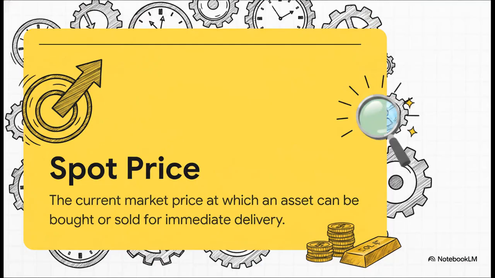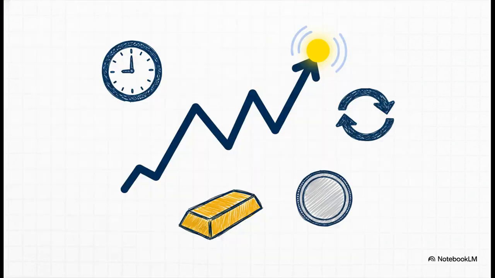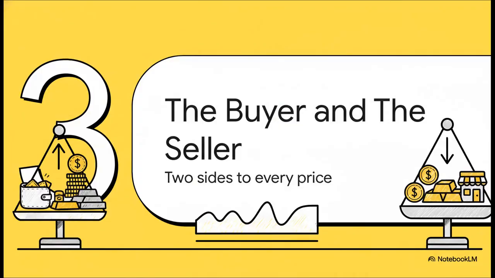So what is the spot price? Well, think of it as the live, right now, this very second price. It's not what the price was yesterday, and it's not a guess about what it'll be tomorrow. It's the price for a deal happening, well, right on the spot. It's literally the now price. A good way to think about it is like that stock ticker you see scrolling at the bottom of a news channel. It's always moving, always updating to reflect what the market thinks an asset is worth at this very moment. This is the baseline number that everything else is built on.